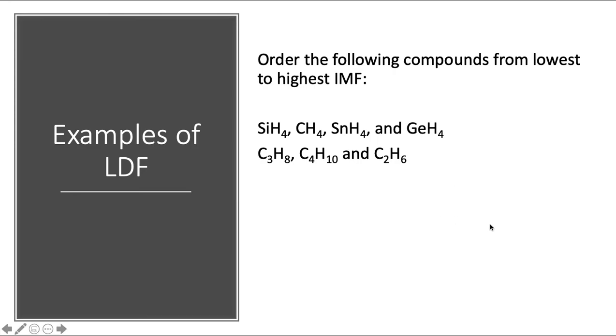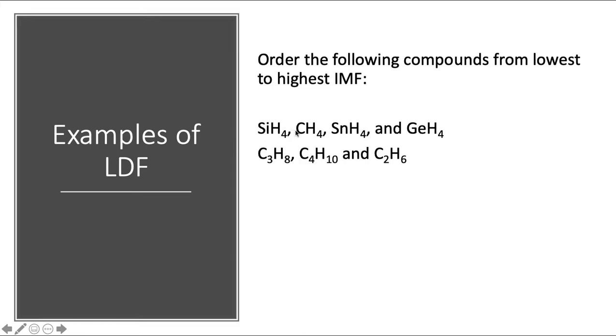Here's an example. Order the following compounds from lowest to highest intermolecular forces. Here's what I have over here. I have silicon tetrahydride, carbon tetrahydride, or methane, and then tin hydride, and germanium hydride. Now, for these, if you notice, all of these have hydrogen. The only way they differ is from the first element.